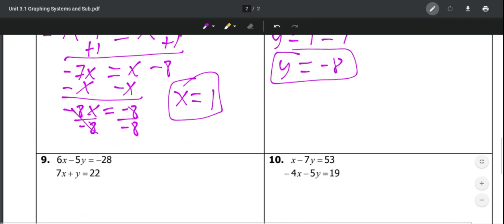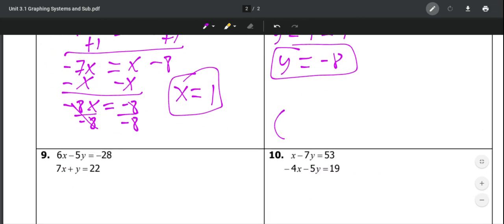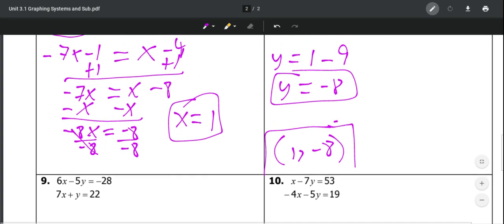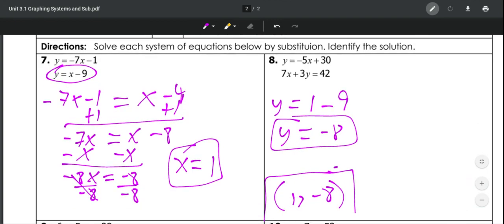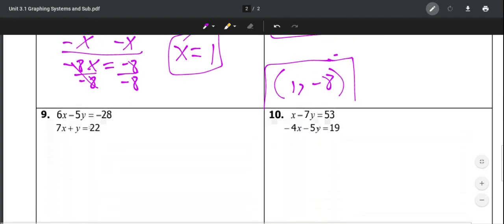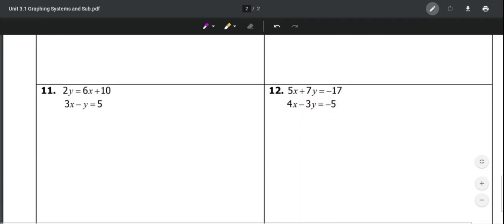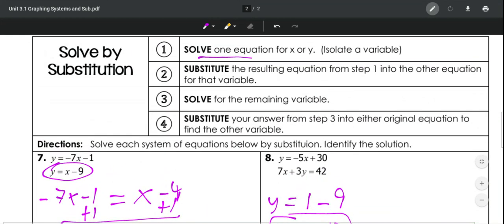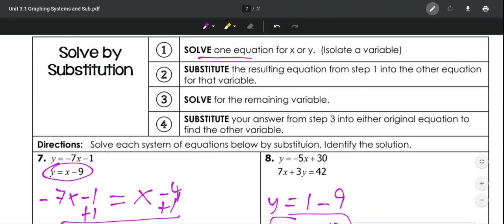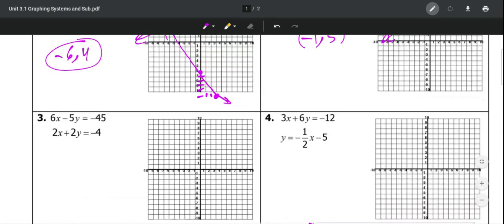And then your final answer would look like this. You would just write it like an ordered pair: 1, negative 8. That would be your final answer. So that's all you've got to do on those. It's pretty simple. I'm going to let you try the rest of these by doing that, and then we'll do examples in class like before. But that's solving systems of equations by substitution and by graphing.